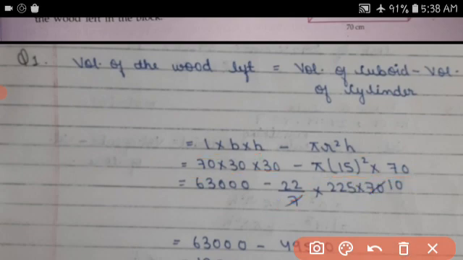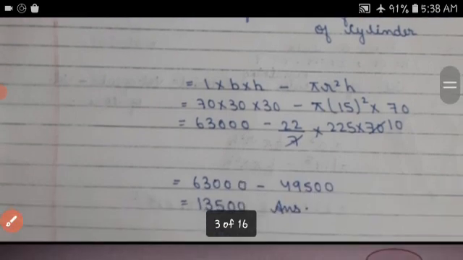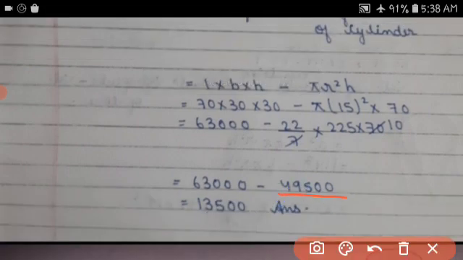10 multiply by 225 and multiply by 22. The result over here is 49,500. Here is 63,000 minus 49,500. Now the answer is 13,500 centimeter cube.